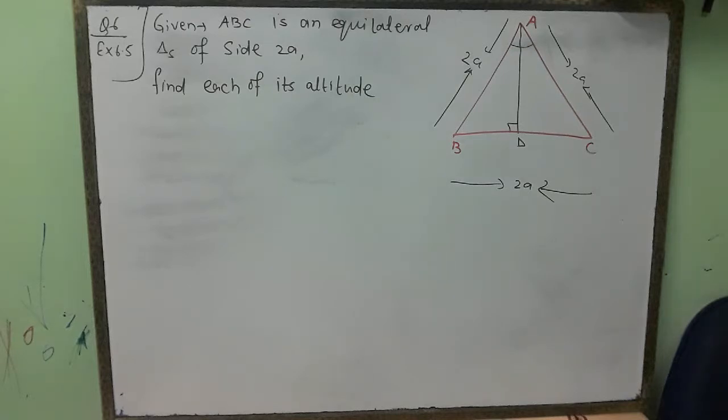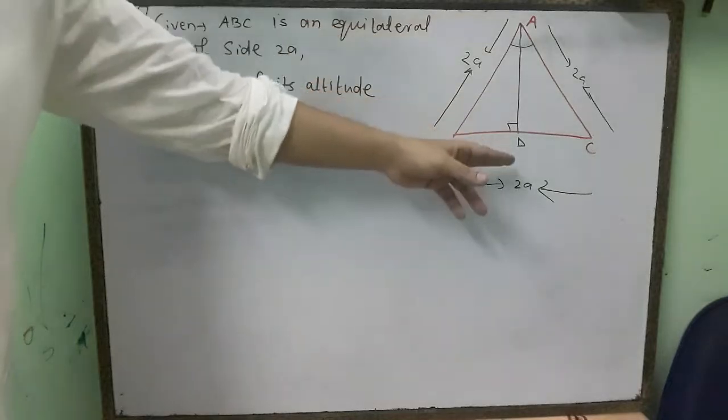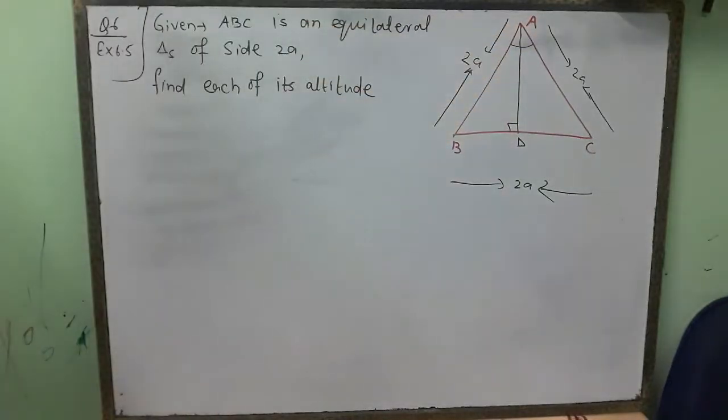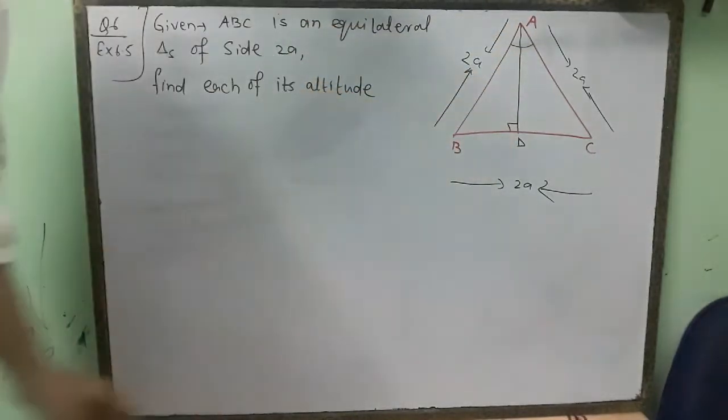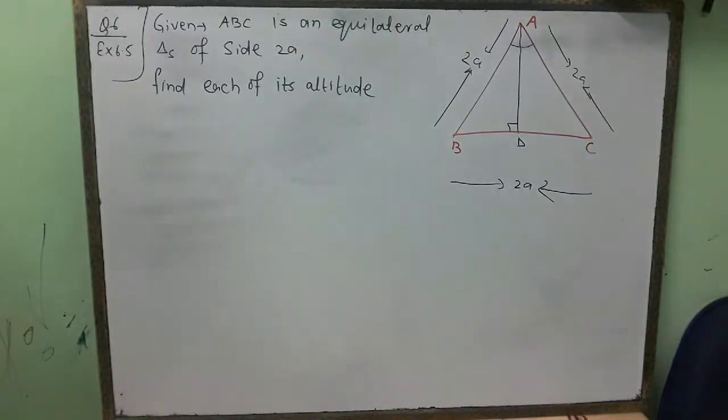Question number 6 of exercise 6.5: ABC is an equilateral triangle of side 2A. We have to find each of its altitudes. As you know, in an equilateral triangle all three altitudes are equal to each other. If we find AD, then it will be equal to the other two altitudes from B and from C. So for this I have to use the Pythagoras theorem.